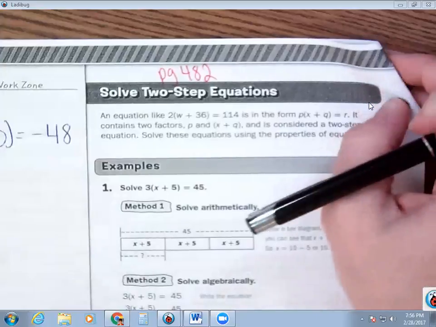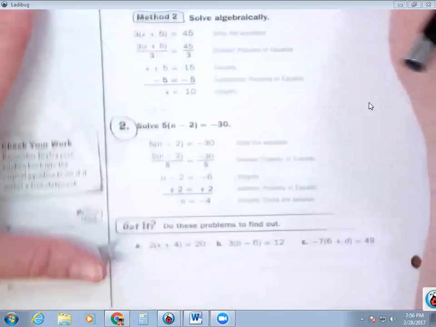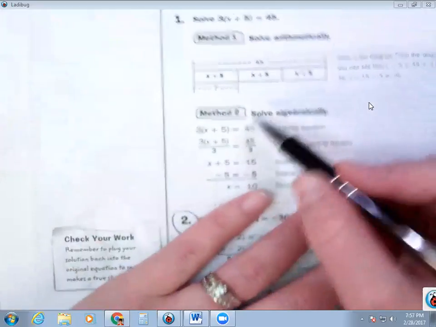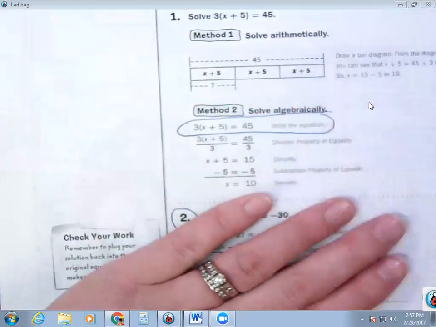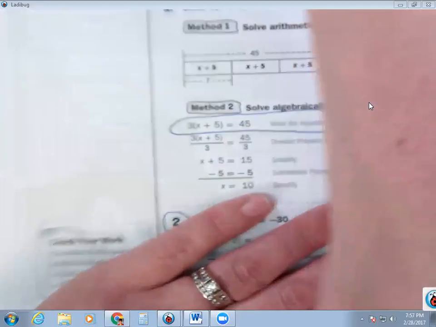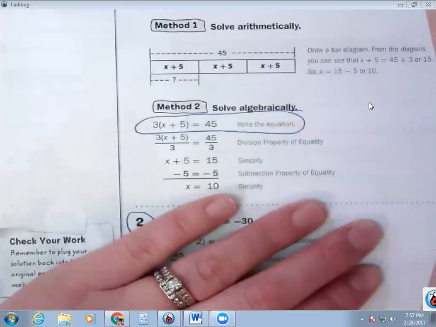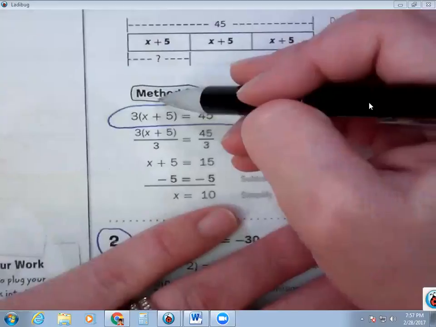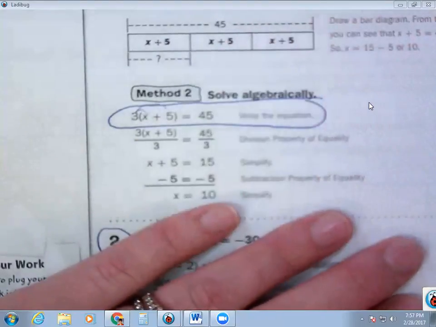So on page 482, we start looking at some different kinds of examples, and I want you to look at solving these algebraically. Take a look at this one up here. We've got an equation, 3 times the quantity x plus 5. When we did 3 times the quantity x plus 5, what property did we use to solve that? Shout it out. We distributed it, right? We did 3 times x and then 3 times 5. Well, guess what? You don't have to do that.